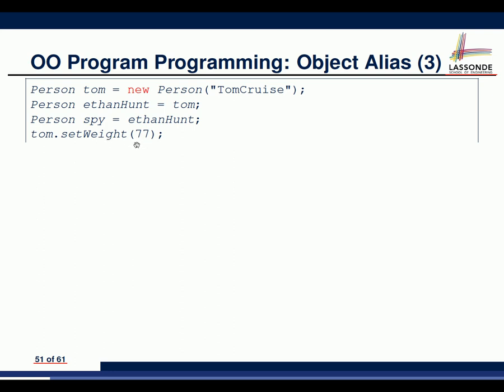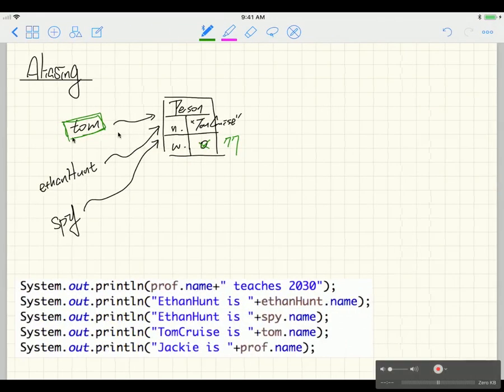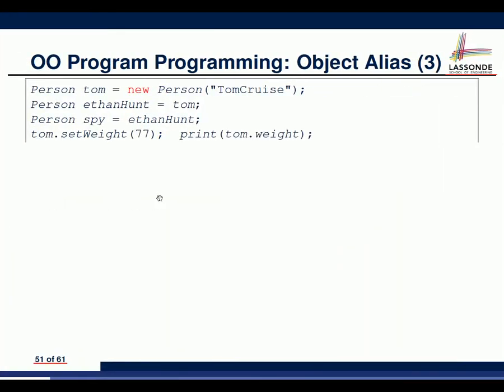At the same time, let's say after this line, if I try to call EthanHunt.weights, what would that be? 77, because I'm talking about the same object here, right? And spy.weights, 77, right? So far so good? Okay, let's go on. Of course, Tom.weights would be 77.